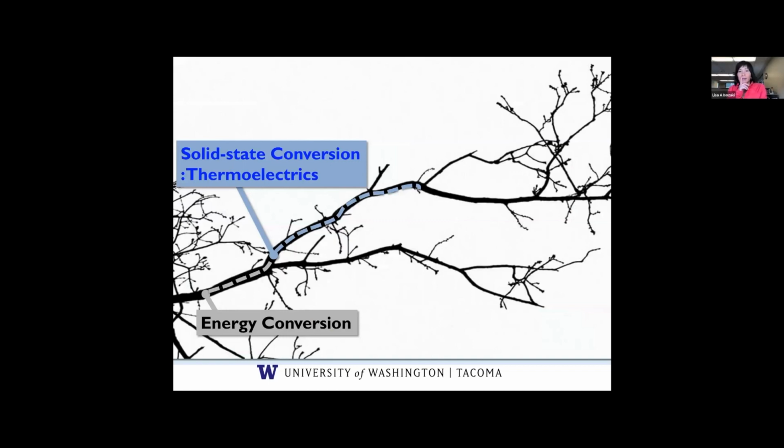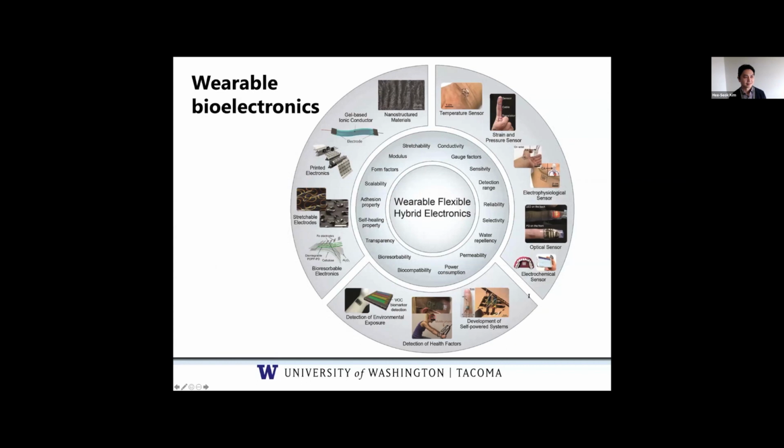Hee-Seok, yes? I don't think your slides are forwarding. I'm seeing just one slide and it's the tree with solid state conversion thermoelectrics. Okay, then let me start from here.